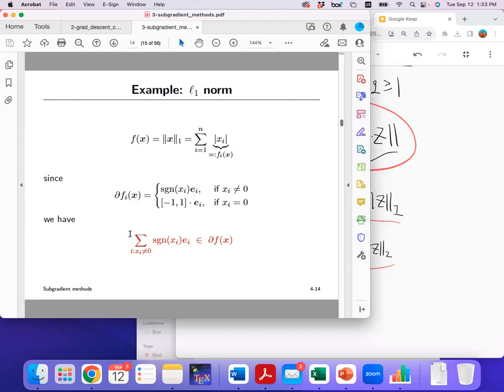And here, we can simply do the following. We sum over all the i's, and for those i's where x_i is non-zero, I use the top part of this subdifferential formula. For those i's whose x_i equals 0, I can pick anything between -1 and 1. So I can simply pick 0. If I pick 0, then I don't need to worry about those coordinates. So in the end, this is a proper subdifferential of this function f.